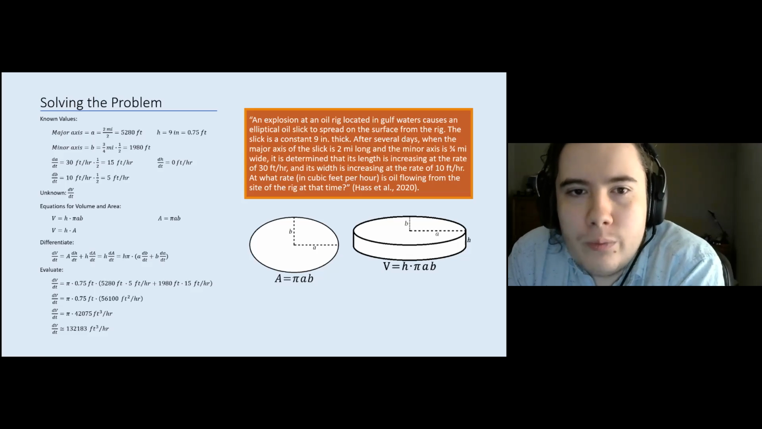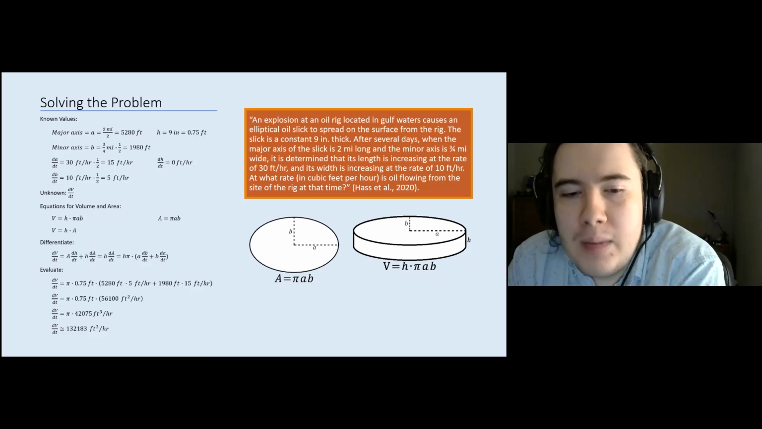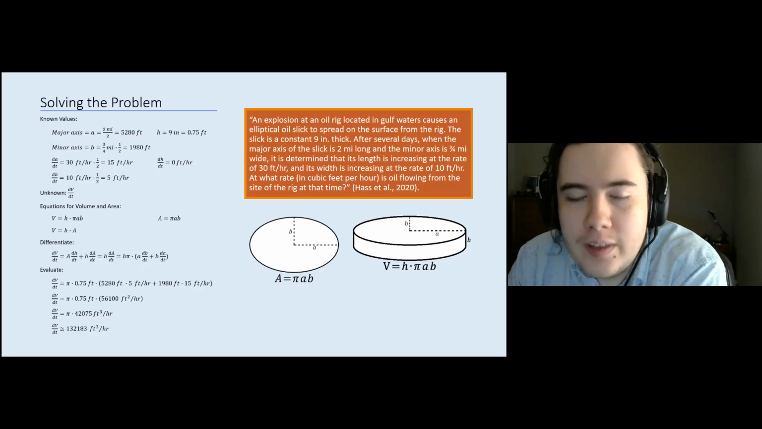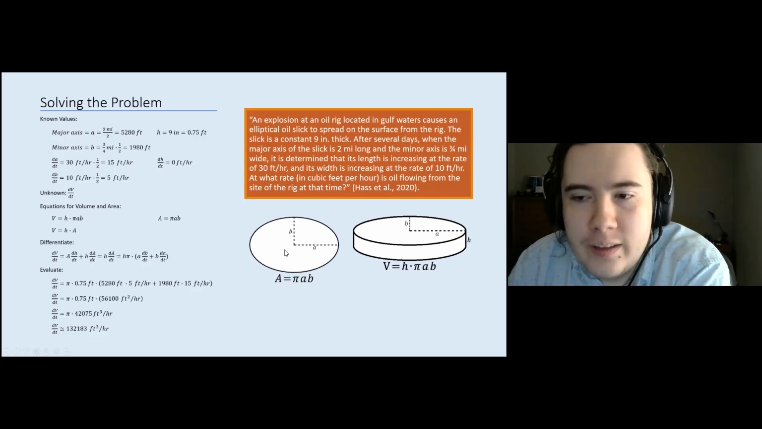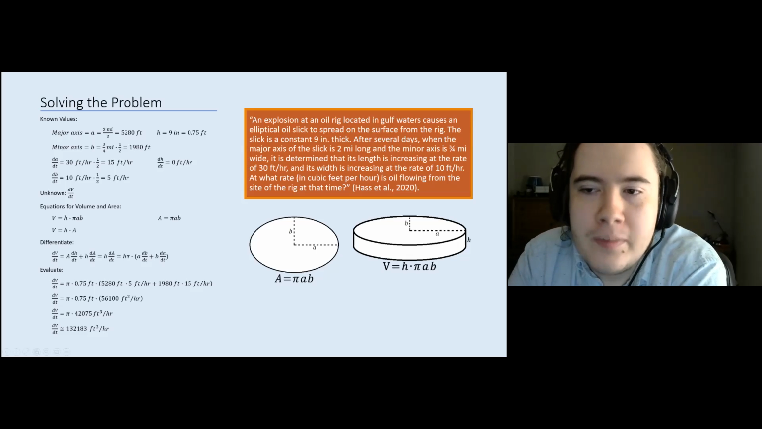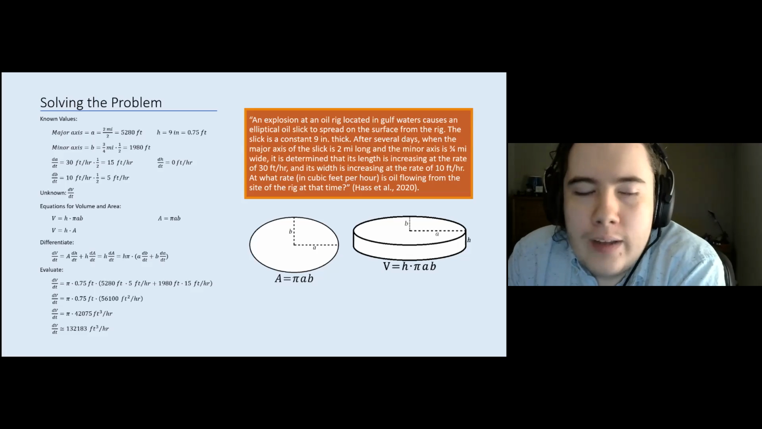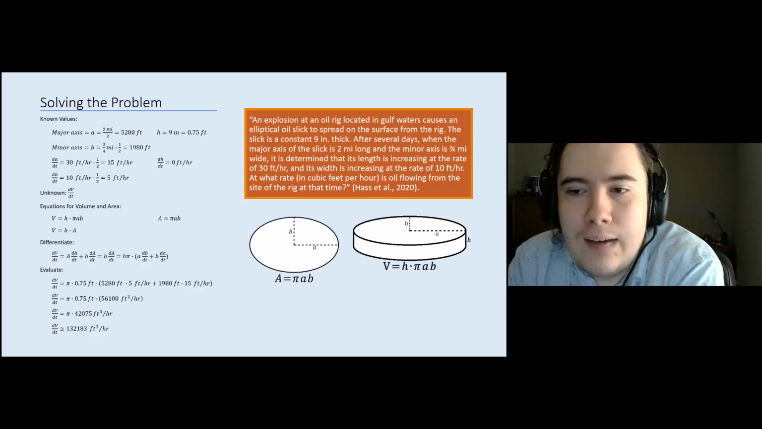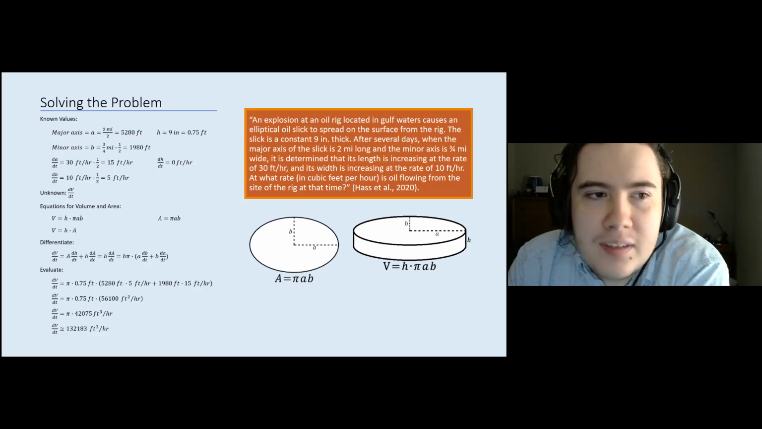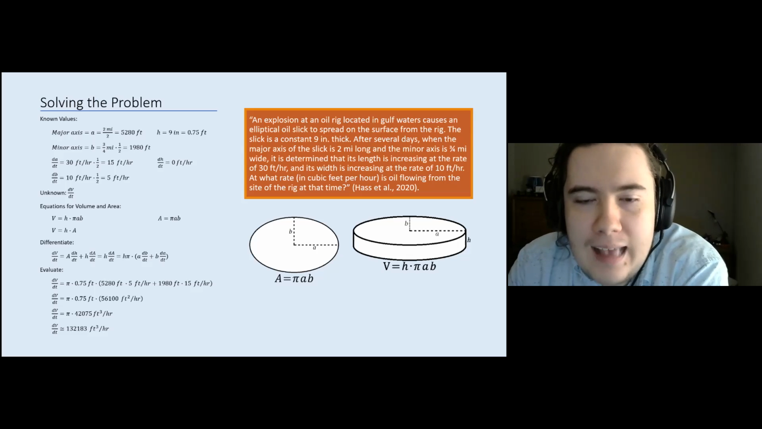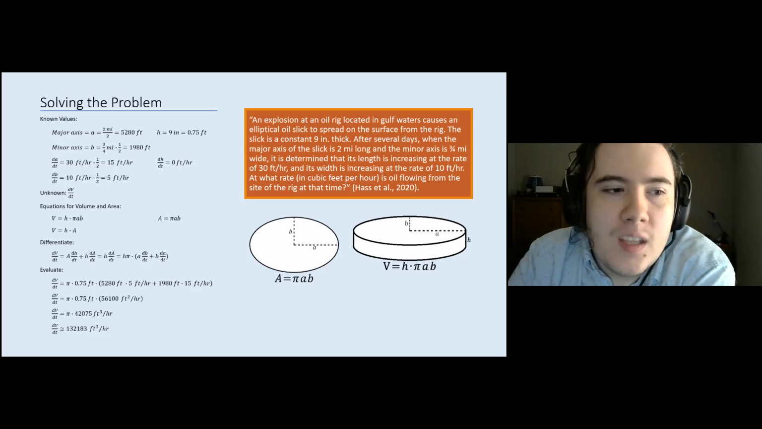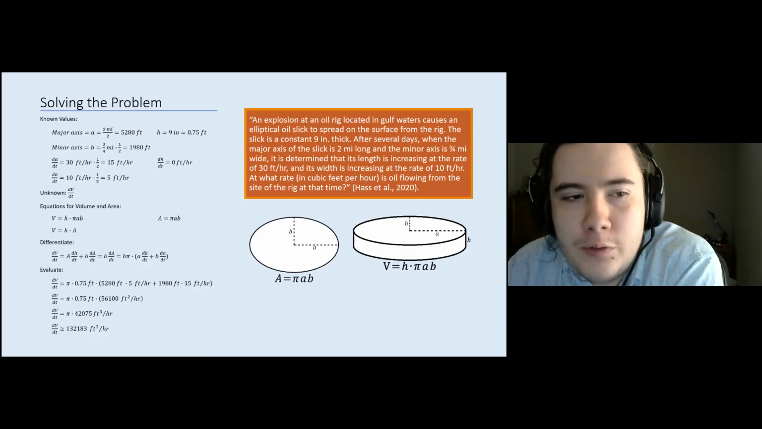Something you've got to notice with this problem is that it gives the lengths of the major and minor axes as the whole diameter of the ellipse. But that's not what we have in the actual formulas for the surface area and volume of an ellipse. It only asks for the radius, so we have to divide everything in half. Additionally, we have to convert everything into feet because it's asking for cubic feet per hour and it gives us mixed units. And since it's asking for the flow rate, we're looking for the rate of change of volume.